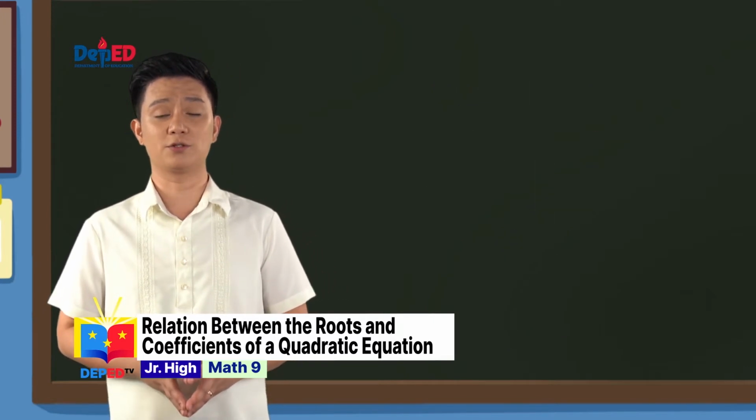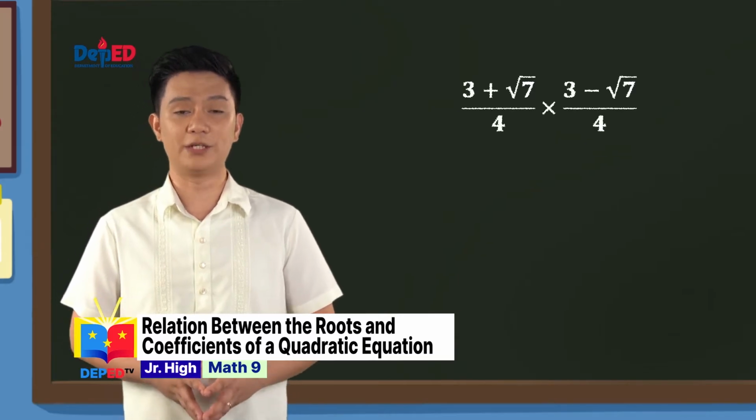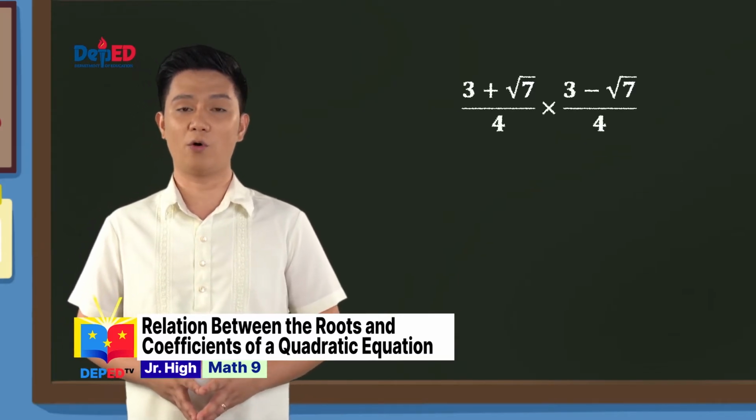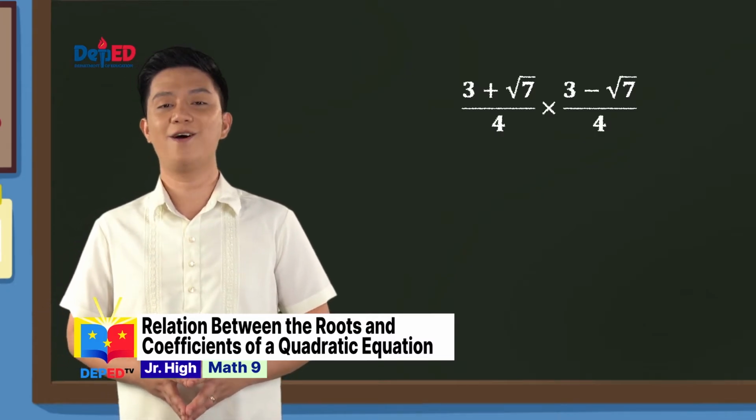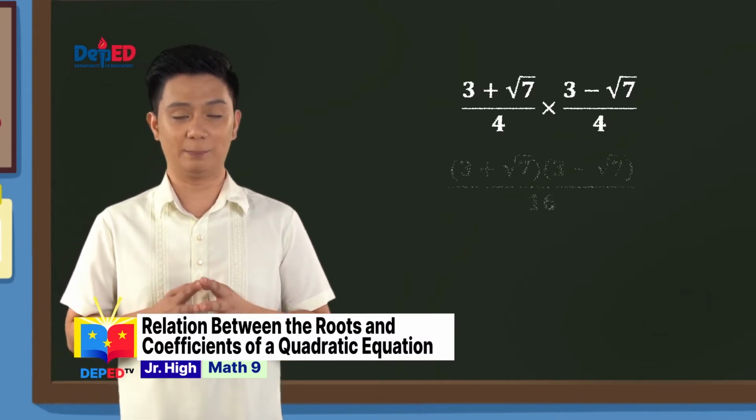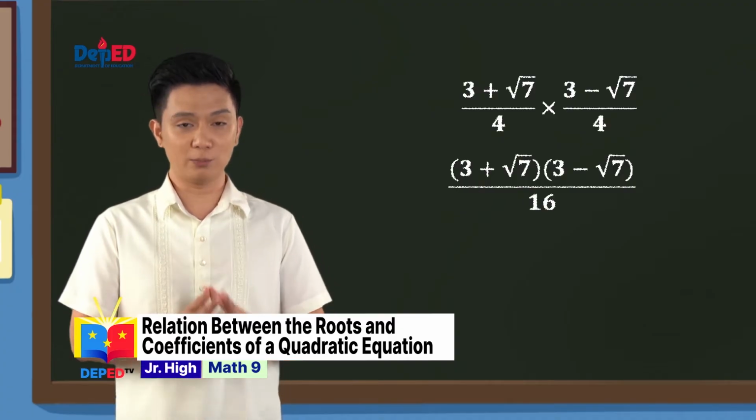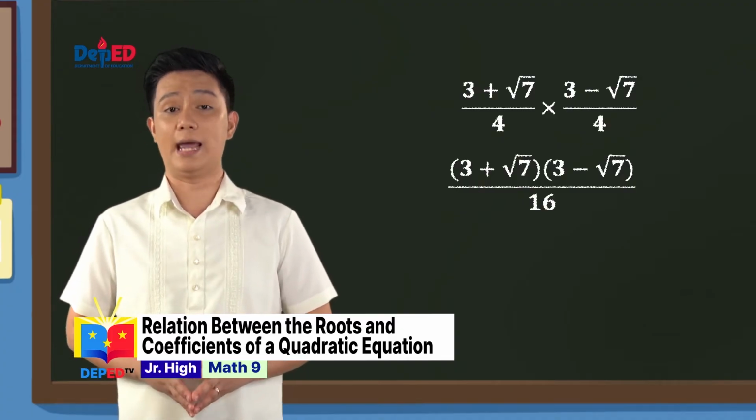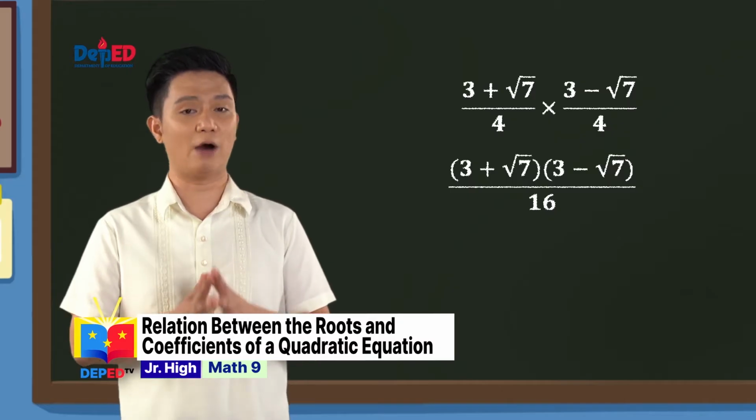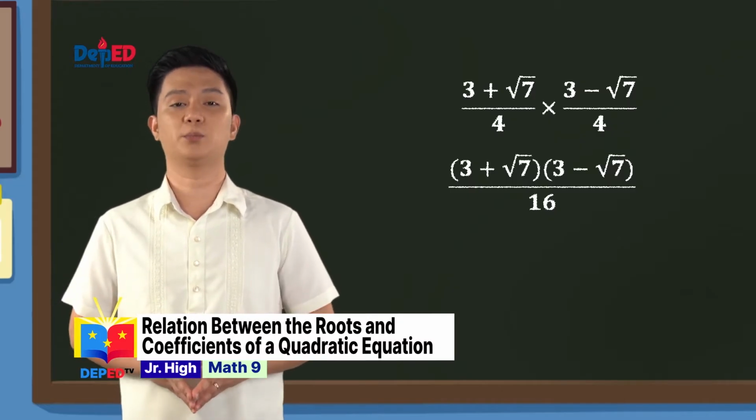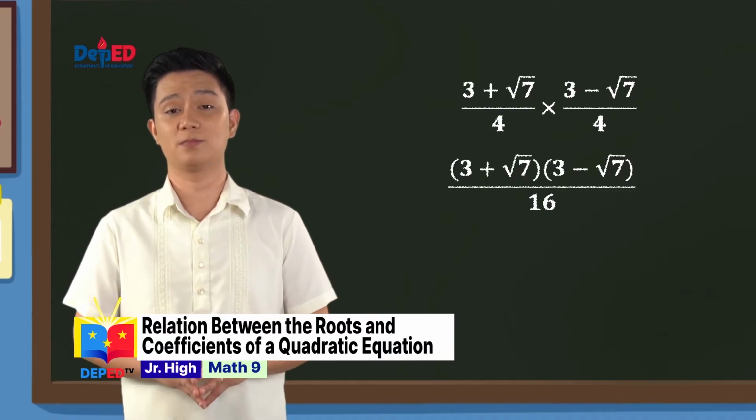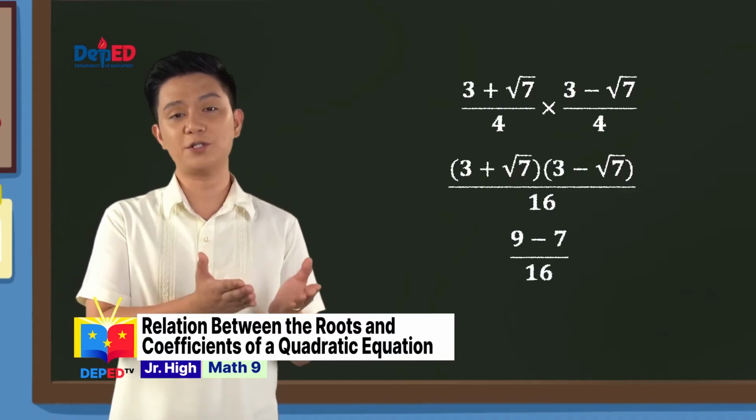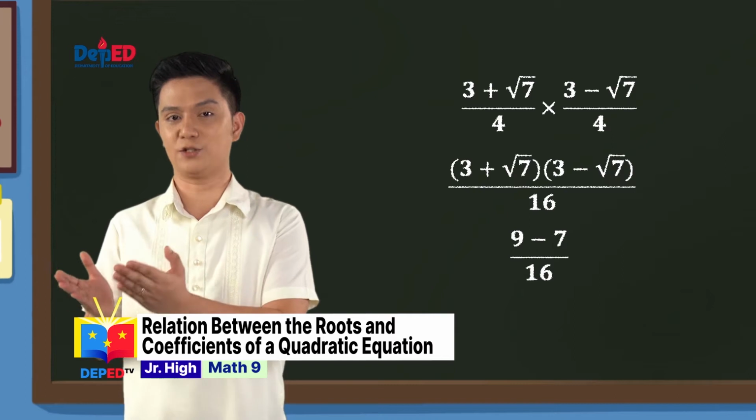For equation number 2, we have 3 plus the square root of 7 all over 4 multiplied by 3 minus the square root of 7 all over 4. We multiply the numerators, we also multiply the denominators. And in multiplying the numerators, we encounter again a case of special products, which is the sum and difference of two numbers. So, we multiply the first terms and then we multiply the last terms.